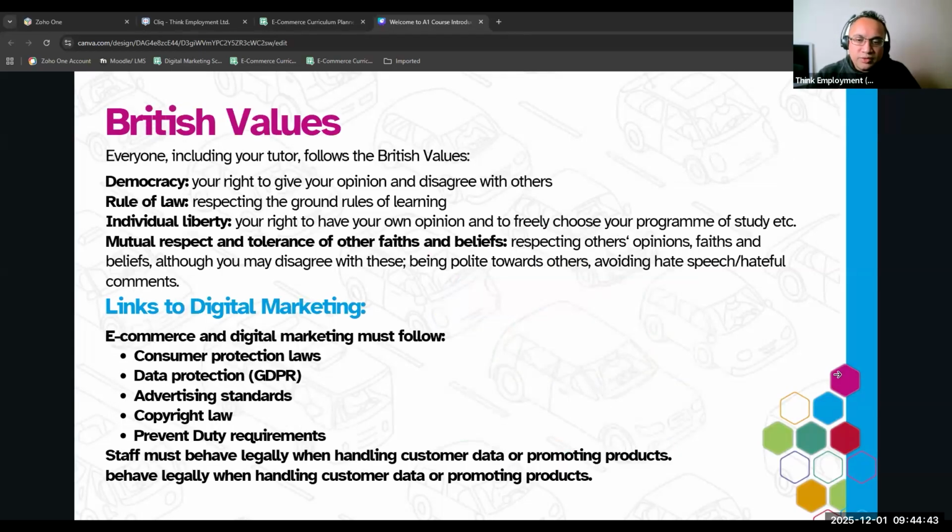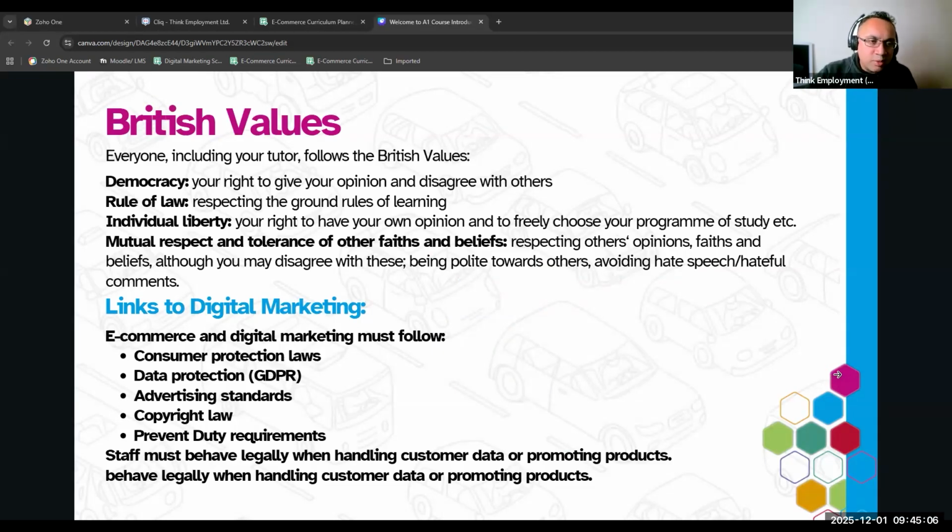British values, obviously, it's important for us to apply British values, and they are applicable here as well. Consumer protection laws, data protection laws, advertising standards, copyright laws, all of these do apply, and you'll see how they apply as we go through the course. Some of it is quite common sense.